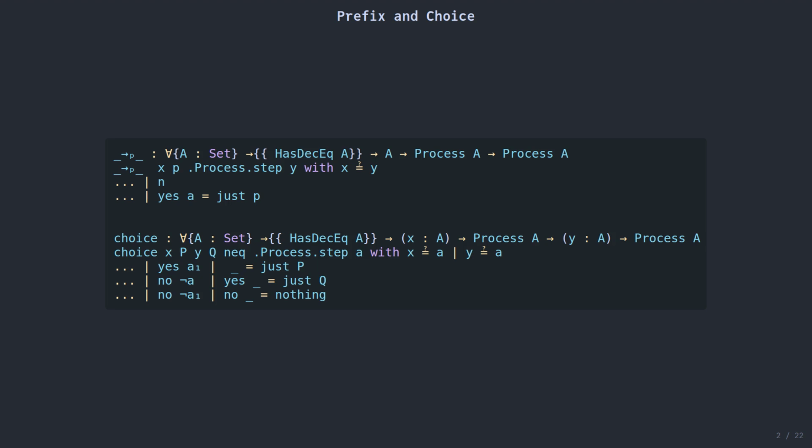Prefix gives us a process that performs one event and then behaves exactly as the given process. Choice gives us a branching point. If the incoming event matches the first option, we follow the first process. If it matches the second, we follow the second. If neither event matches, the process cannot proceed. These two operators already let us model a wide range of simple systems.